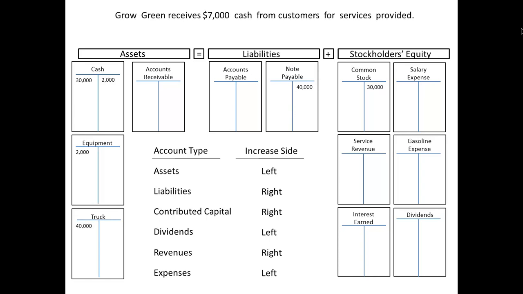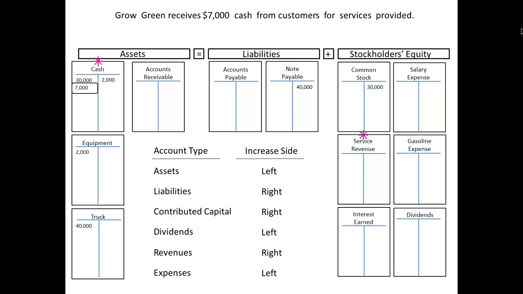In this transaction, Grow Green received cash from customers for services provided. What accounts are affected? Cash and service revenue. For cash, what type of account is it? Asset. What's the increase side for an asset? Left. Did the transaction cause the cash account to increase or decrease? Increase, since Grow Green received cash. Since cash increased, we'll record the $7,000 on the increase side, the left side of the cash account.